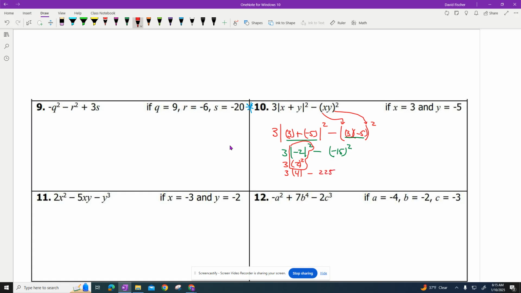And I want to finish it off here. 3 times 4 would be my next step. So now I have 12 minus 225. I want to put that in my calculator: 12 minus 225. I'm getting a negative 213. I'm going to put it over here because I ran out of room.